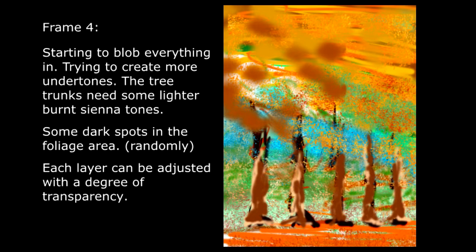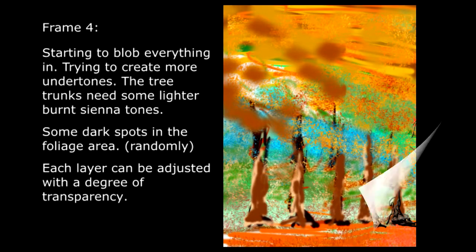Starting to blob everything in, trying to create more undertones. The tree trunks need some lighter burnt sienna tones, some dark spots in the foliage area randomly. Each layer can be adjusted with a degree of transparency.